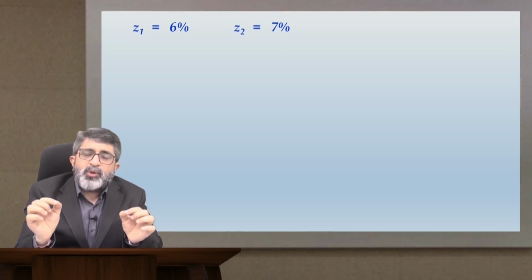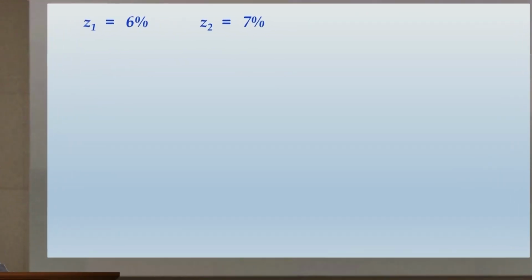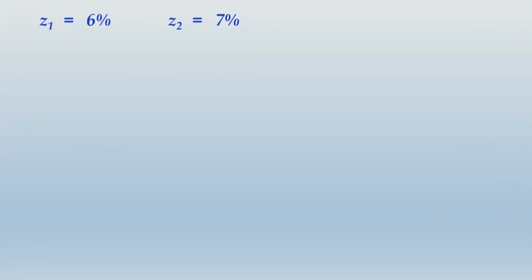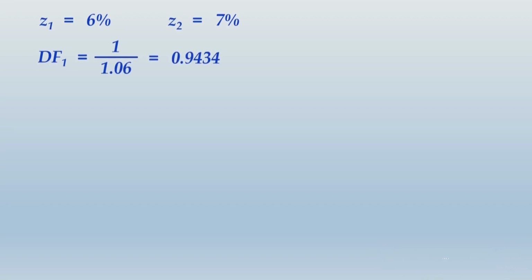I am just going to compute the present value factors or the discount factors. So let me just help you with the calculation. DF1 or the discount factor 1 will be 1 divided by 1.06, that is 0.9434, and DF2 will be 1 divided by 1.07 raised to 2, that will be 0.8734.